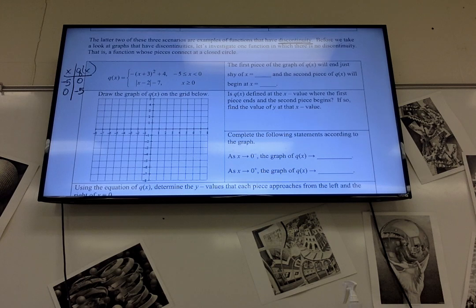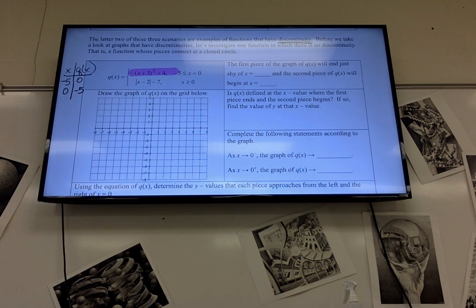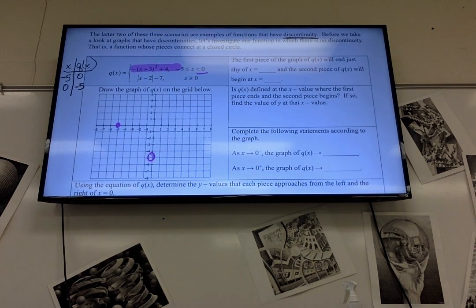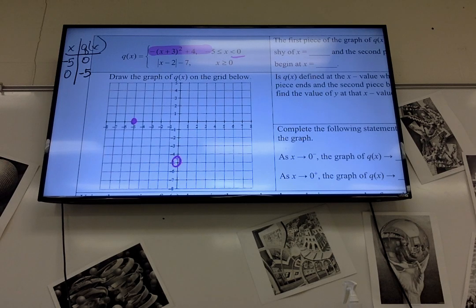So I have the point. Color code this. Negative 5, 0, filled in circle. 0, negative 5, that's an open circle, just because it's just less than 0, there's not a line under it. I need another point on there.